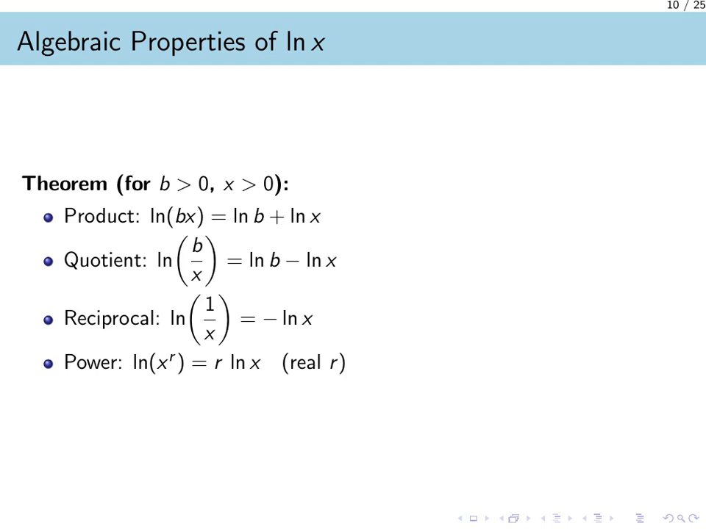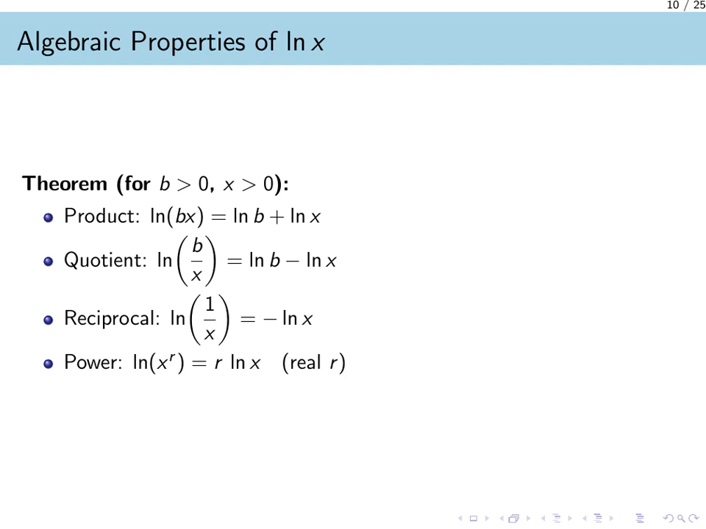The reciprocal rule is just a special case of this. The most powerful is the power rule, which changes an exponent into a multiplier. The natural log of x raised to the power r is simply r times the natural log of x. For example, the log of 1 million, or 10 to the power of 6, becomes 6 times the log of 10. Be careful not to confuse the log of a product with the log of a sum, as there is no simple rule for the logarithm of a sum.